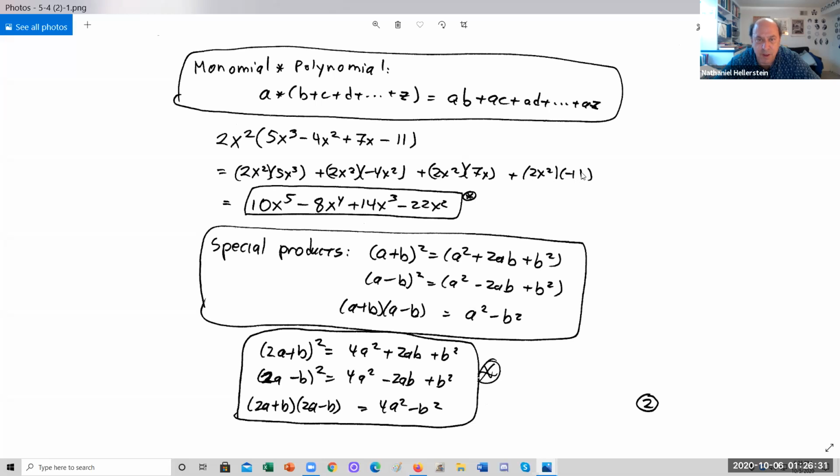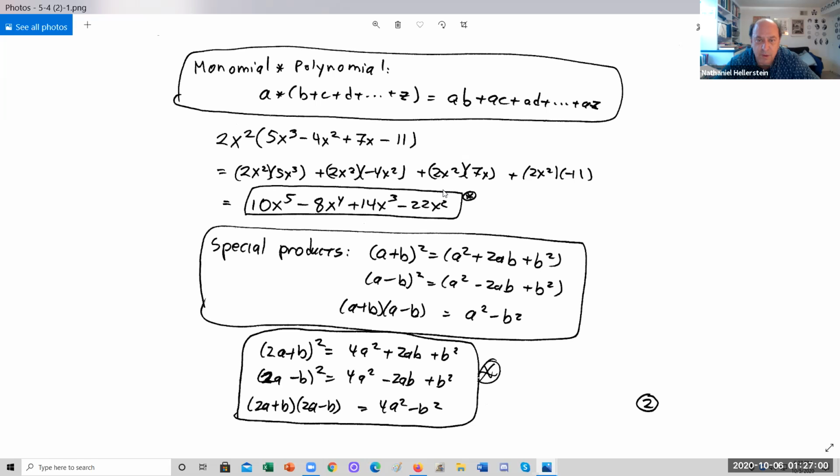Okay, after multiplying coefficients and adding powers, you get from here 2 times 5 is 10, 2 plus 3 is 5, 10x to the fifth. 2 times negative 4 is negative 8, 2 plus 2 is 4, minus 8x to the fourth. 2 times 7 is 14, x squared times x to the first. There's always that invisible 1 here. That'll be x to the third, 14x cubed. And 2x squared times negative 11 is minus 22x squared.